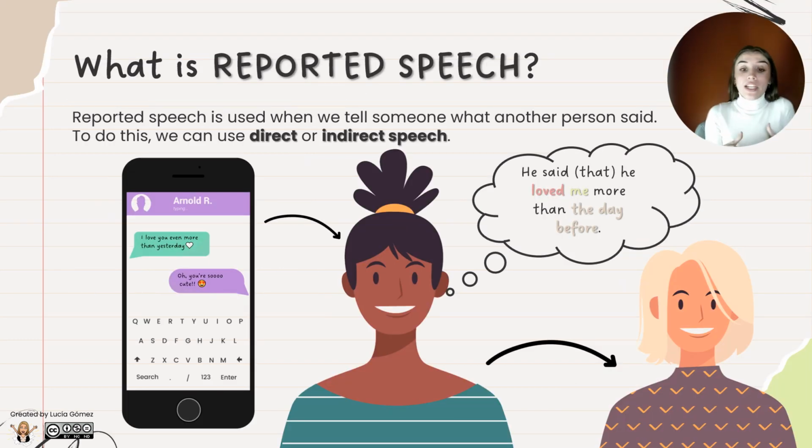But first, we need to understand what reported speech really is. As you can see here, reported speech is used when we tell someone what another person has said or has written, as it is the case here. In other words, we're going to use reported speech when we are changing direct into indirect speech.